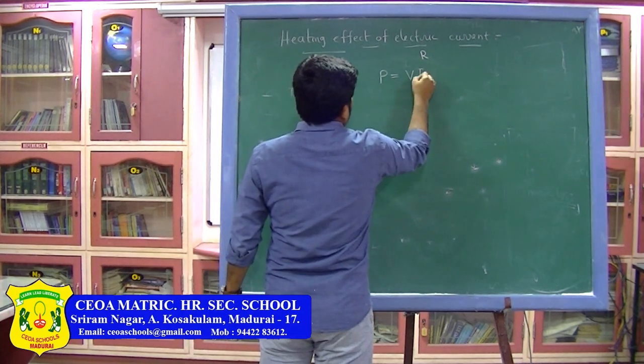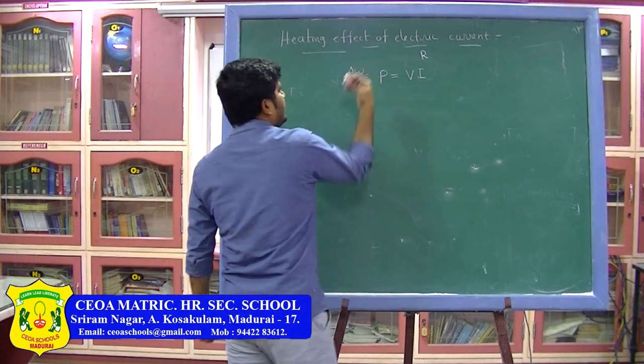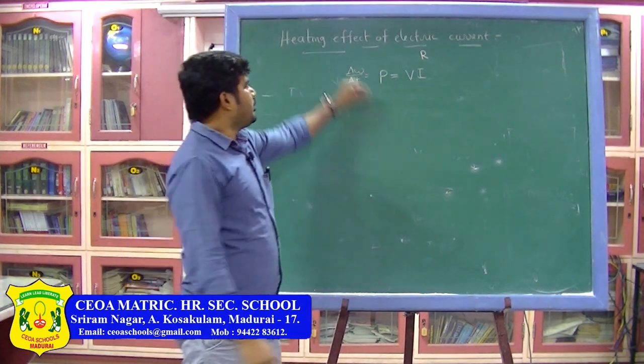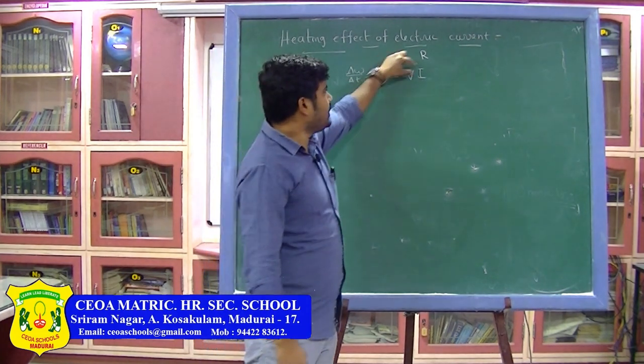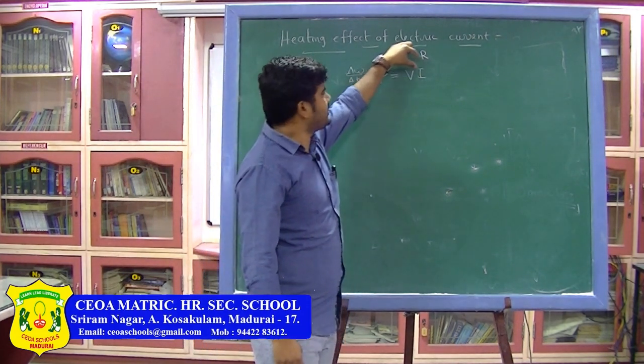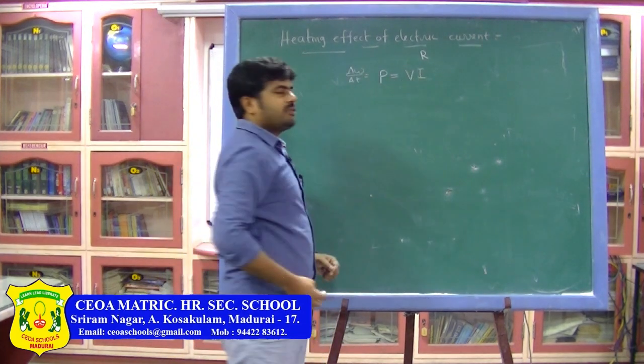So, current into potential, that is delta W by delta T, energy lost per unit time, or work done by the potential difference per unit time, is equal to power, that is P equals V into I, where V is potential difference and I is electrical current. Now, let us take other forms of this equation.